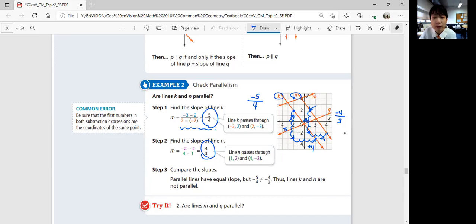Okay, let's look at number 2. Are lines M and Q parallel, right? I want you to solve this first and come back when you're ready.